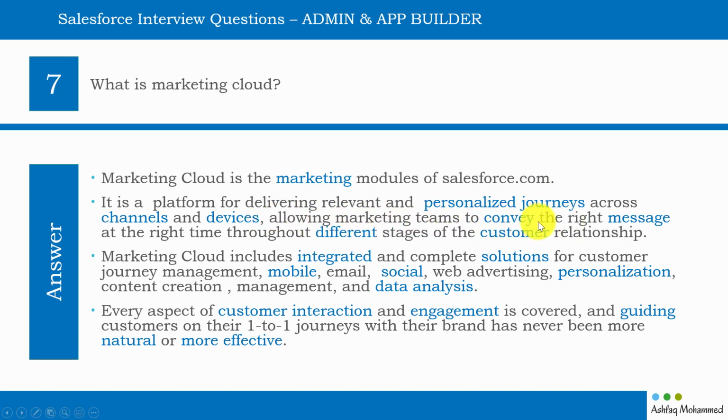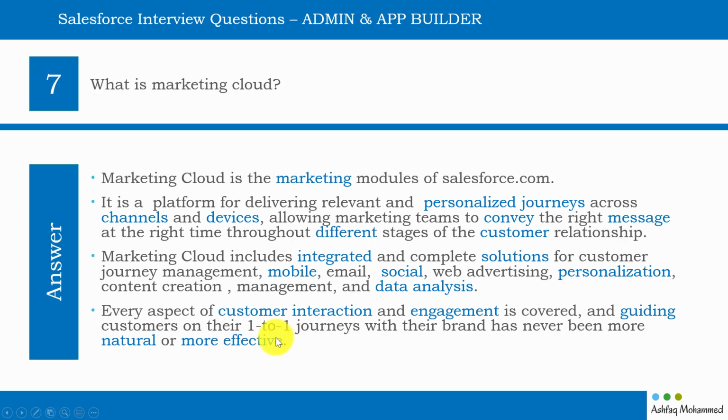And it allows the marketing team to convey the right messages at the right time through different stages of the customer relationship, right? Marketing Cloud includes an integrated and complete solution for customer journey management. Journey, right? You start from when you have submitted your information, and then you receive the first mail, you receive a second mail after 2 days, you receive a third mail after 4 days, and then with an offer. So all those customer journeys can be built using this Marketing Cloud product, right? Every aspect of customer interaction and engagement is covered, and guiding customers on their one-to-one journeys with their brand has never been more natural or more effective.